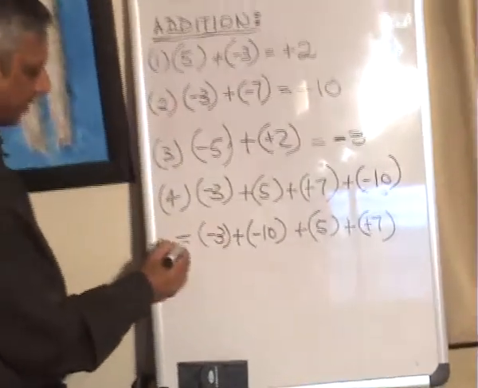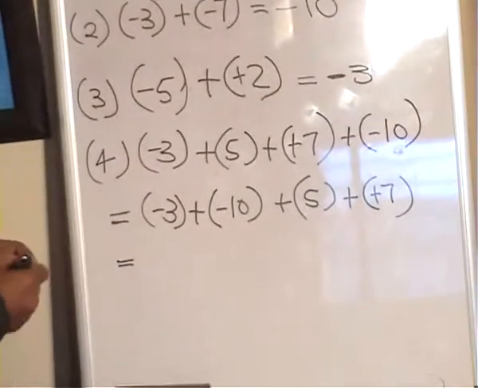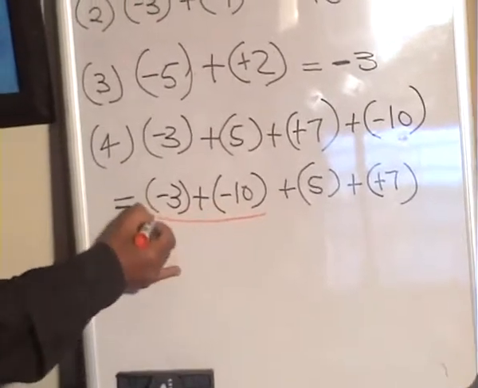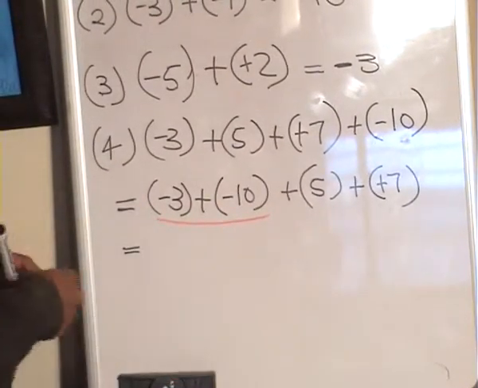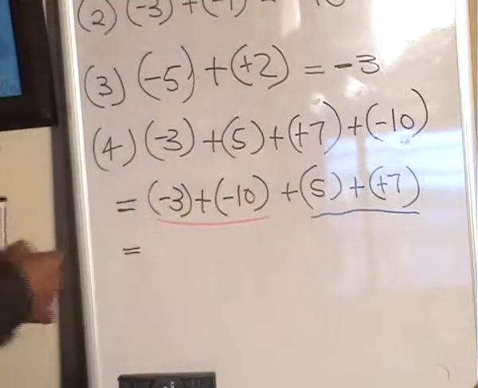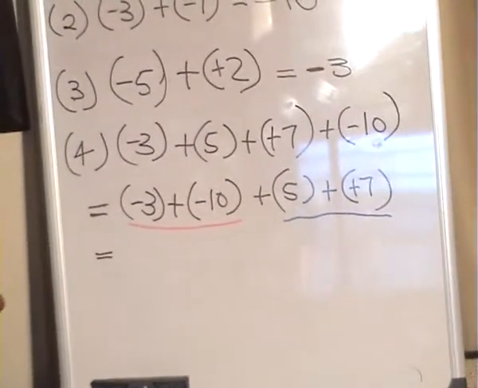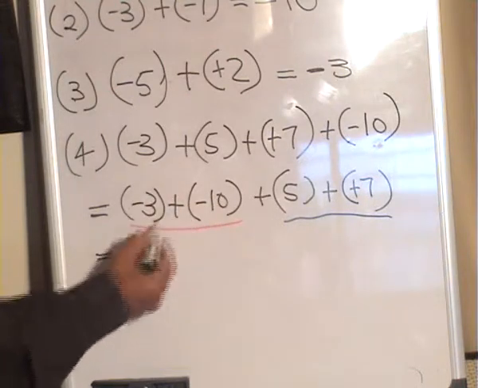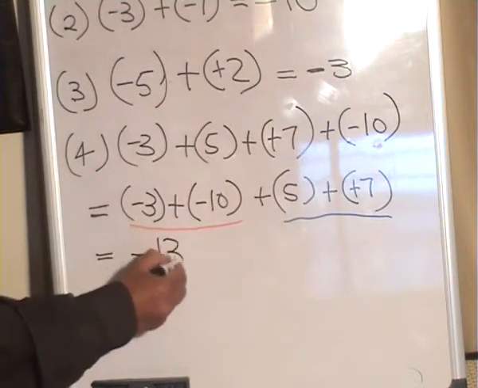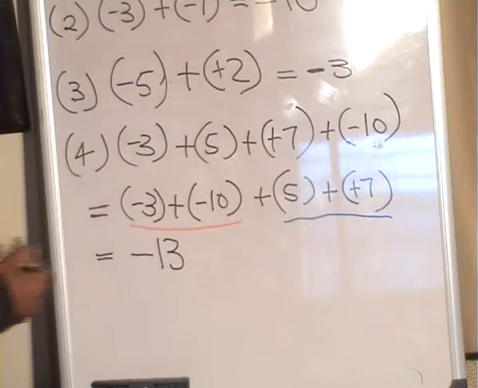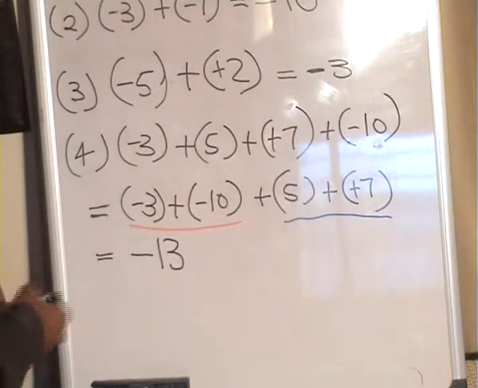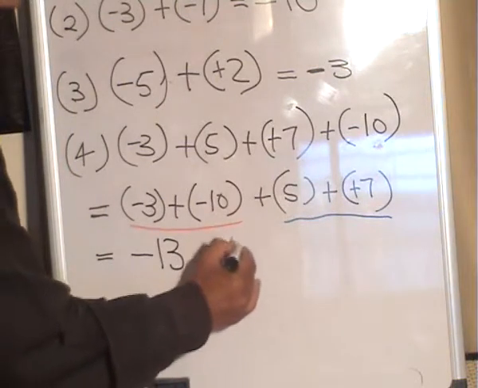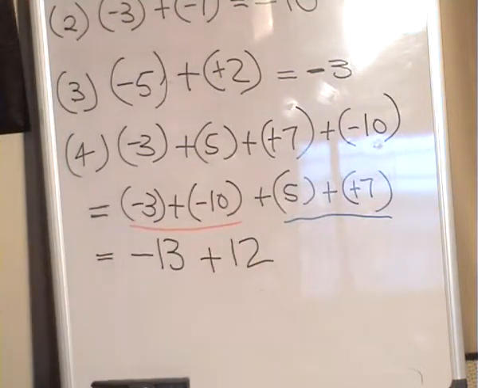Then, in maths, always try to use colors to help you. So I'm going to add these 2 together. And then I'm going to add those 2 together. So here I'm owing 3 and I'm owing 10. So altogether I'm owing 13. Here I have 5 and I have 7, therefore altogether I have 12.